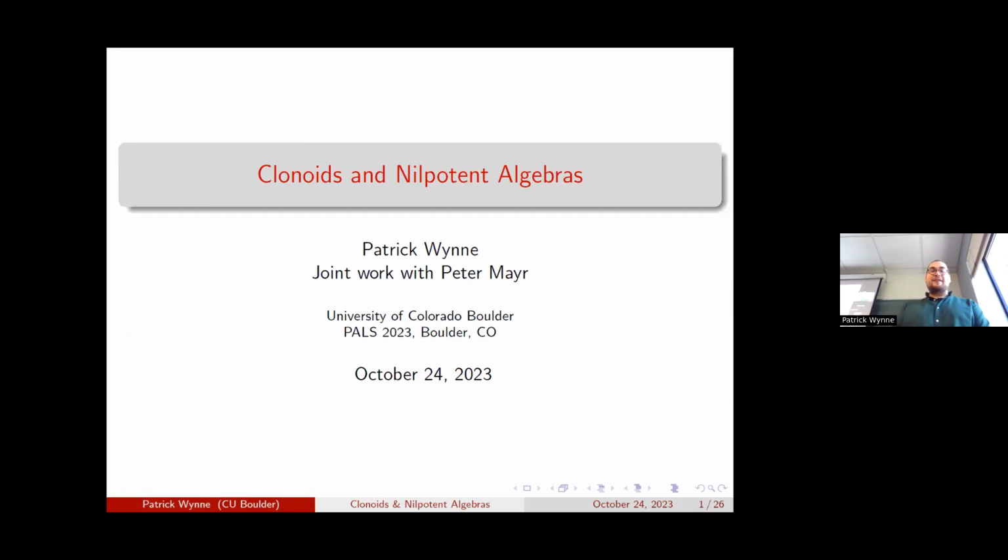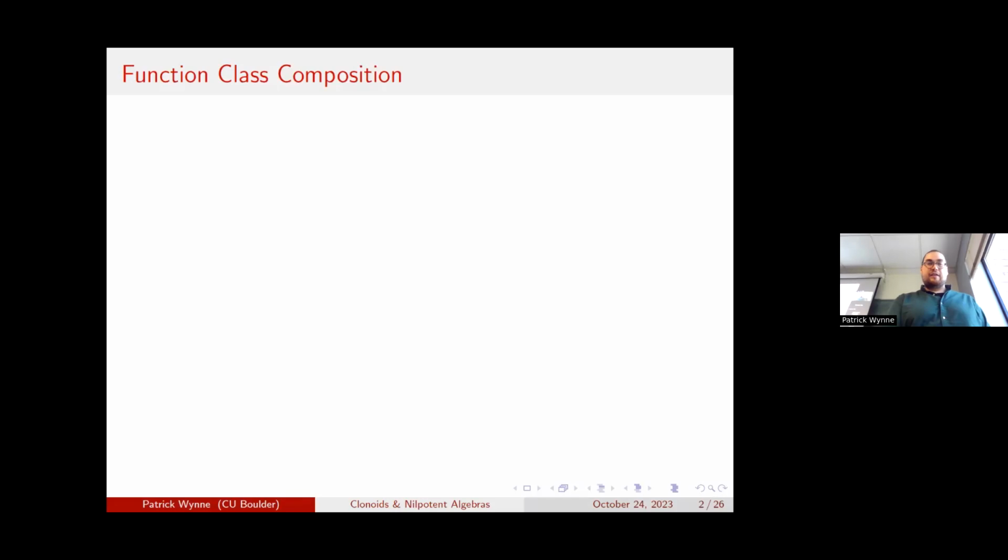Okay, so today I'd like to talk about some recent work on clonoids and some applications to some problems about nilpotent algebras. This is joint work with my PhD advisor, Peter Meyer. So the first thing to talk about is function class composition.